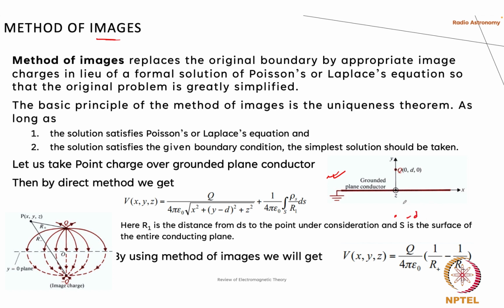Now let's see what the method of images is. By definition, the method of images replaces the original boundary condition by an appropriate image charge in lieu of a formal solution of Poisson's or Laplace's equation, so that the original problem is greatly simplified. Okay, this is the definition.